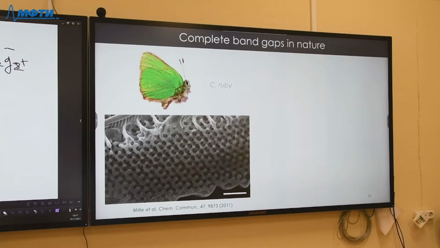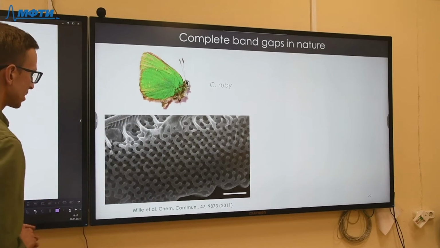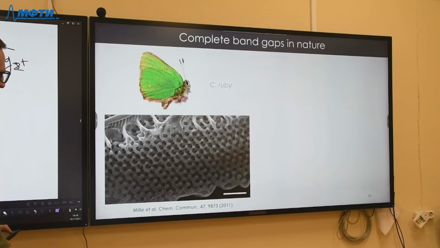Let's go back to the butterflies that we considered in our first slide. So this is another butterfly. Cyanophrys remus is its Latin name, which has bright, vivid green wings. And people have studied that particular butterfly. They took electron microscope images of its wings, and they saw under the microscope a structure like this, which is clearly periodic, and it's quite complicated. It looks like some spirals, some helices that are arranged in a periodic structure.